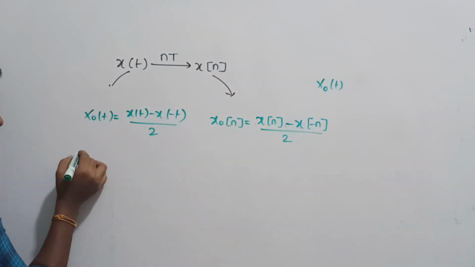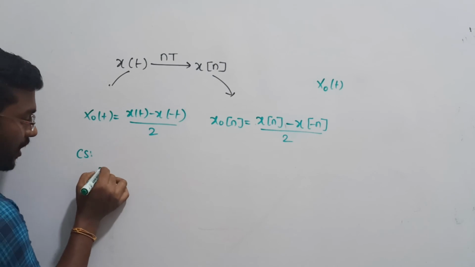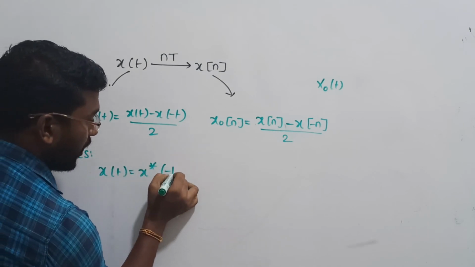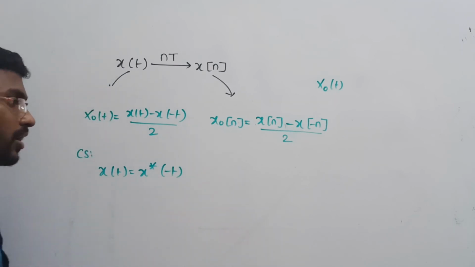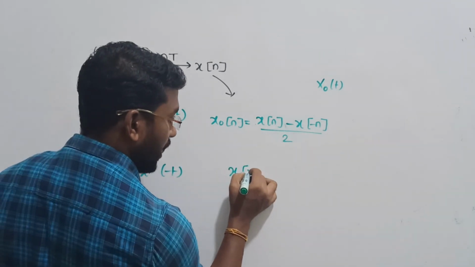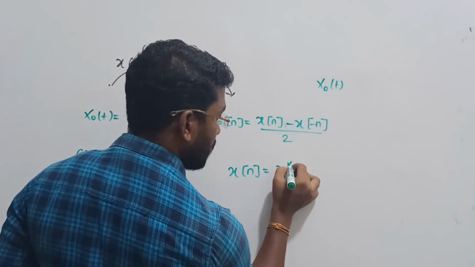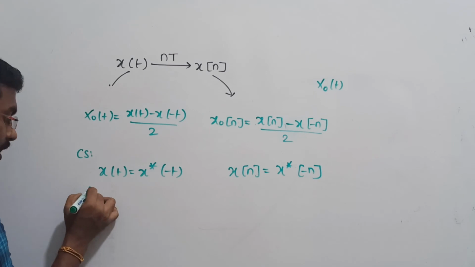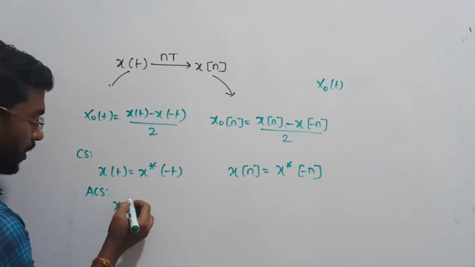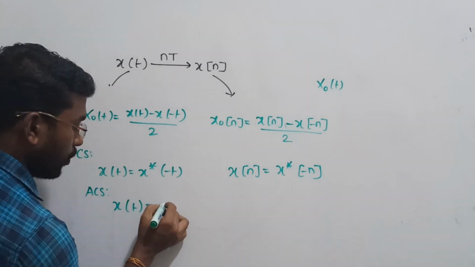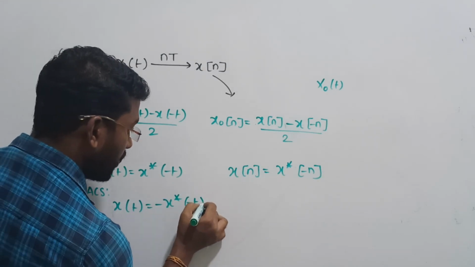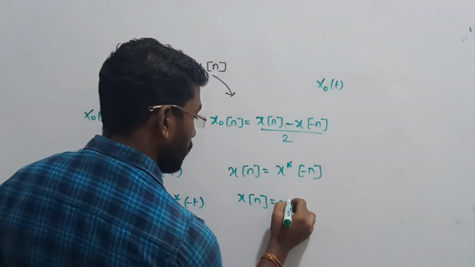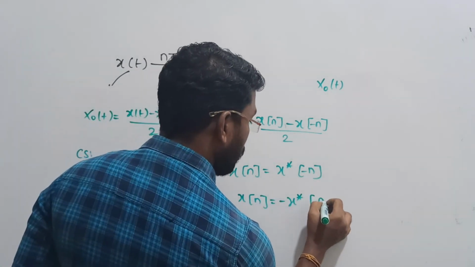Similarly, when we are discussing conjugate symmetric, in the continuous domain, x of t is equal to x conjugate of minus t. In the discrete domain, x of n should be equal to x conjugate of minus n. That is for conjugate symmetric. Whereas for anti-conjugate symmetric, it can be written as x of t equal to minus x conjugate of minus t. Here, x of n should be equal to minus x conjugate of minus n.